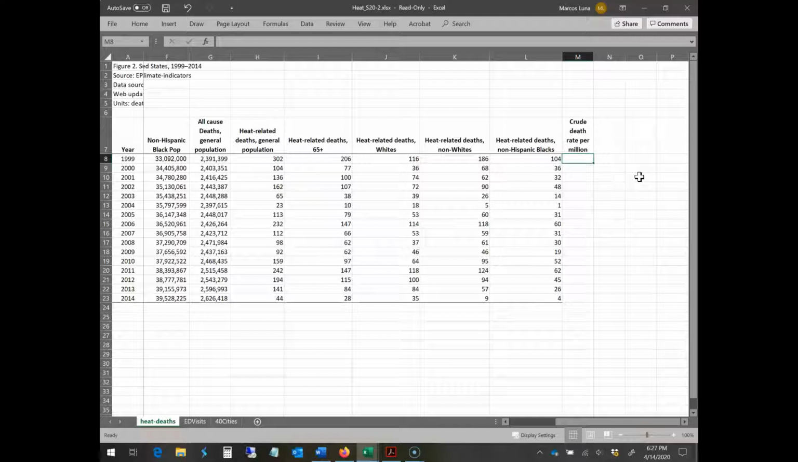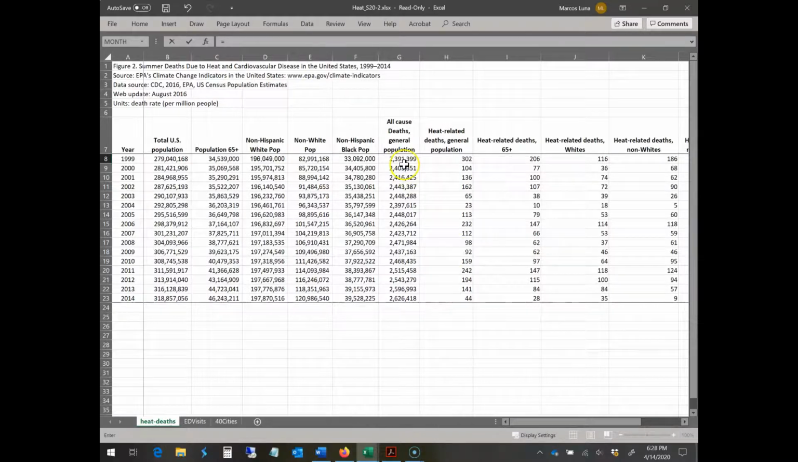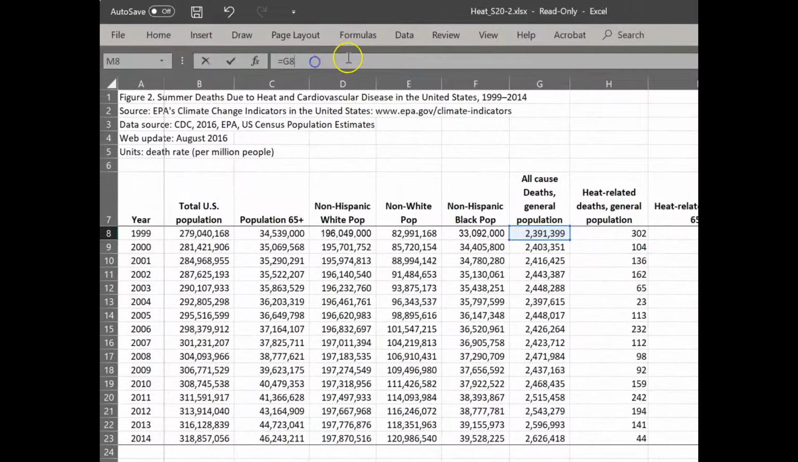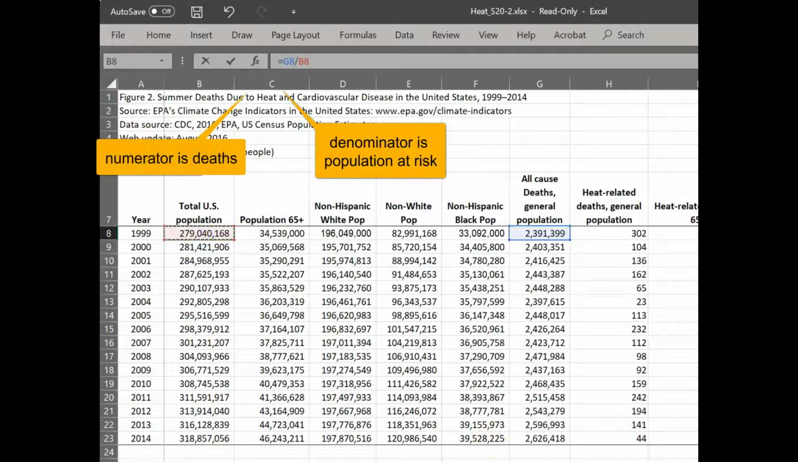Well, let's do one so we can see what it looks like. So we're going to calculate the crude death rate per million people in 1999, right? We start off like with any other formula with the equal sign, and then we want to take the number of people who died in that year, the total population who died. So that's this number right here in cell G8. And then we're going to divide that. I'm working up here in my formula bar, so I'm not jumping around too much. Divide that by the total population, assuming they were all equally at risk.